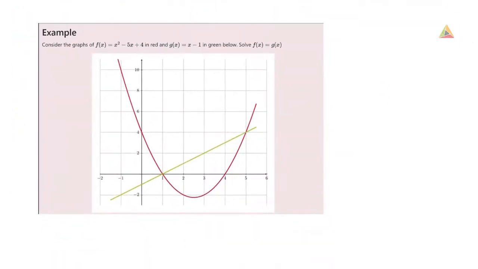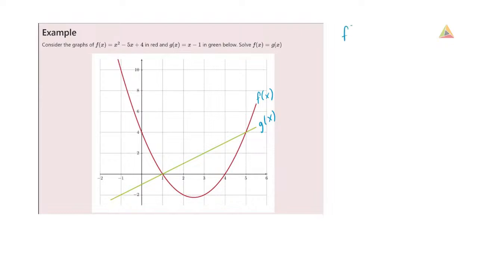Okay, so if we look at this example, consider the graphs. The f of x is equal to x squared minus 5x plus 4 in red. So this graph here is the f of x. And the g of x is equal to x minus 1 in green below. So the green line is the function, the g of x. What you were asked to do is solve f of x equals g of x.